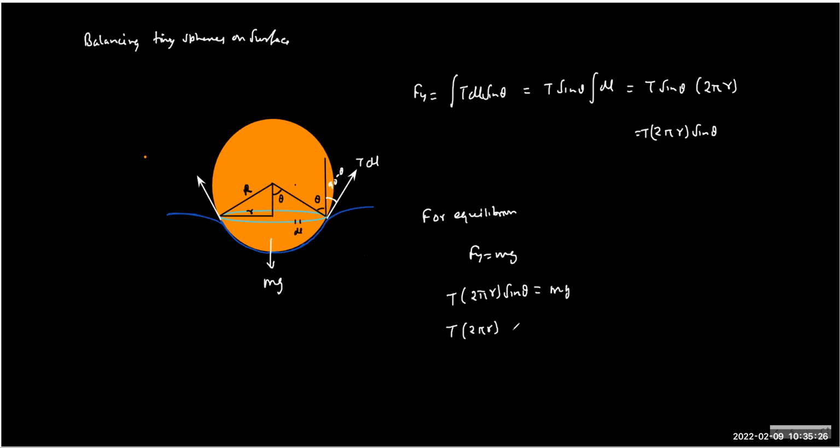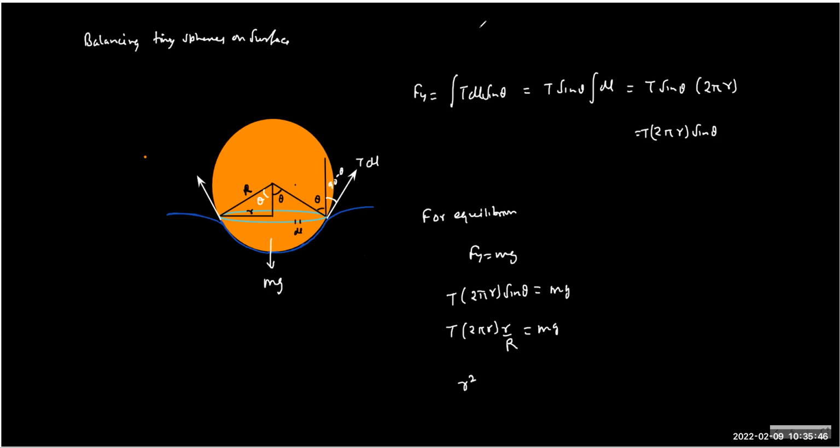So sine theta is basically r by R, which is a very common way of converting sine theta into r by R. And this gives a nice relation.